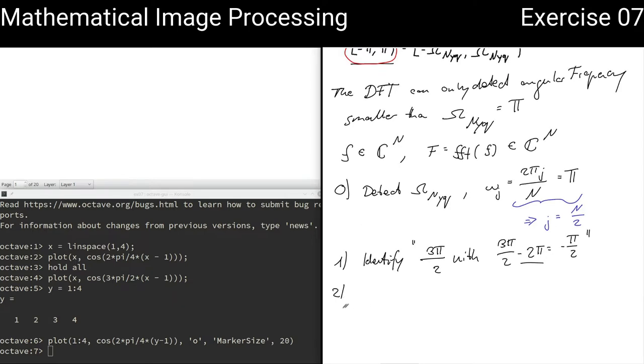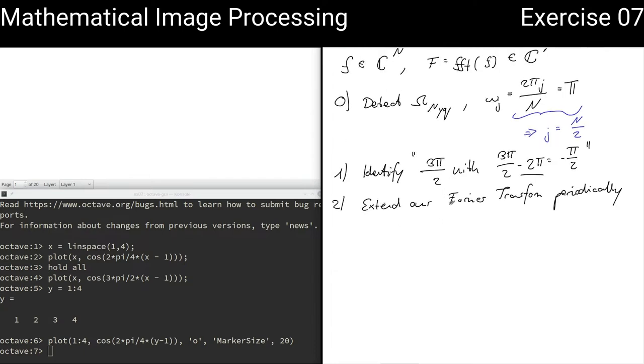So what we also need to do is we need to extend our Fourier transform periodically. One could say it's just fair to say that if I start out with a signal f that is periodic, also its Fourier transform should be periodic. So let us take a look at this last step.